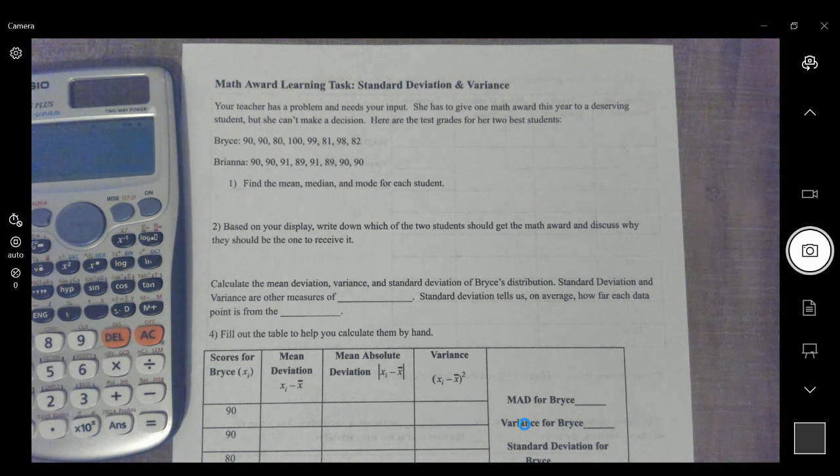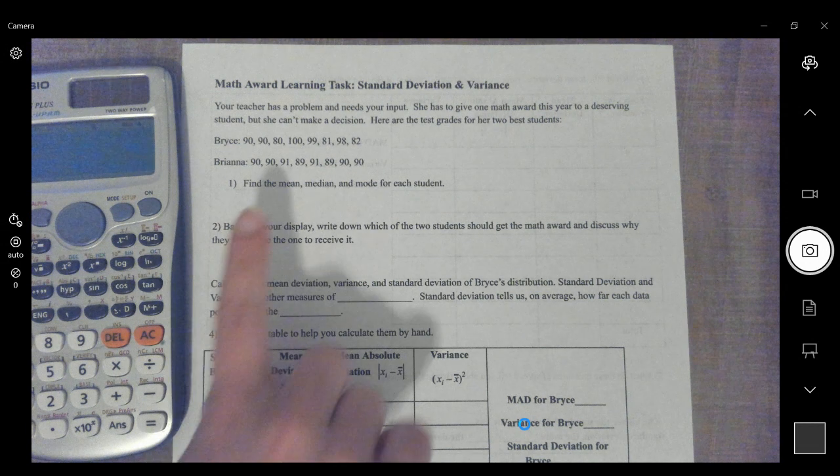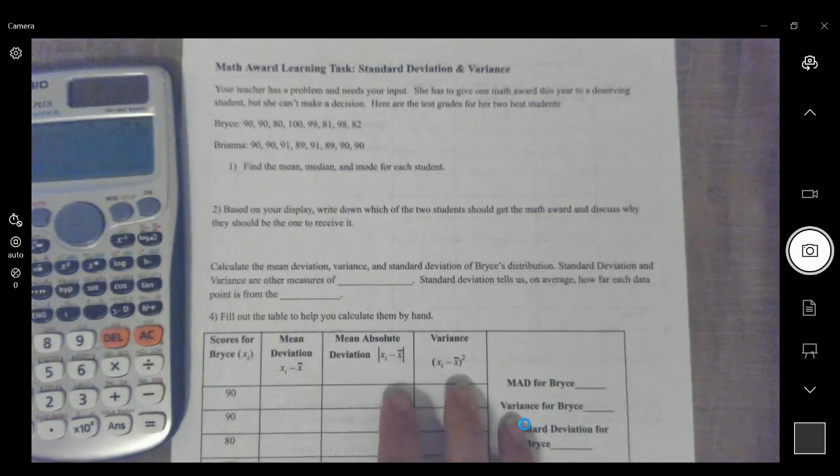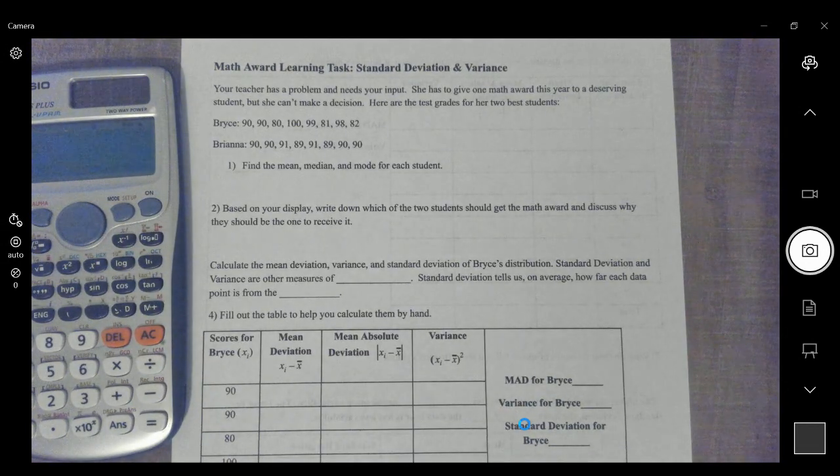So to start, we're going to look at this little problem here. It says your teacher has a problem and needs your input. She has to give one math award this year to a deserving student, but she can't make a decision. So here are the test grades for her two best students. We're going to use their test grades and see who deserves this math award? The natural thing to do is find the average, and then we're also going to find the median and the mode just to look at them.